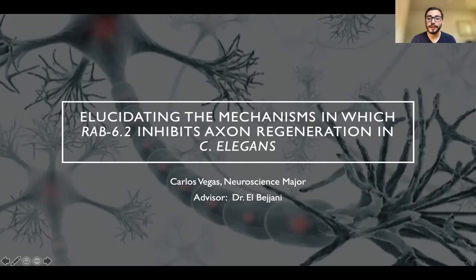Thank you for taking the time out to come to my presentation and learn about the research we do here in Dr. Albajani's lab. I'm a neuroscience major, and my research is mainly focused on nervous system regeneration, specifically elucidating the mechanisms in which RAB 6.2 inhibits axon regeneration in C. elegans. That's a mouthful, so let's break that down.